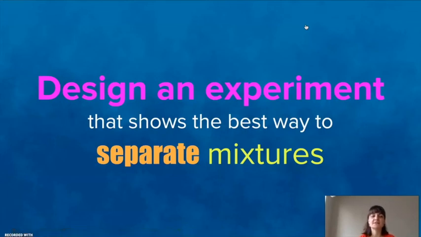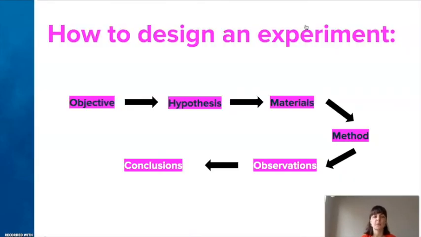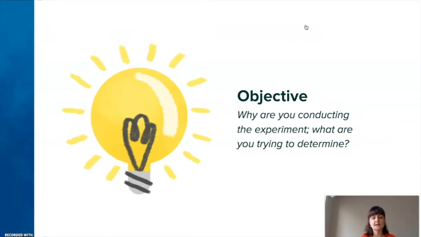We are going to design an experiment that shows the best ways to separate mixtures. And if you remember, when you design an experiment, you have an objective, hypothesis, materials, methods, observation, and conclusions. So you have a section for each of these headings. And an objective specifically is the reason why you're conducting this experiment. What is the point? That is what your objective is. You write a couple of sentences to say, this is why I want to conduct this experiment.